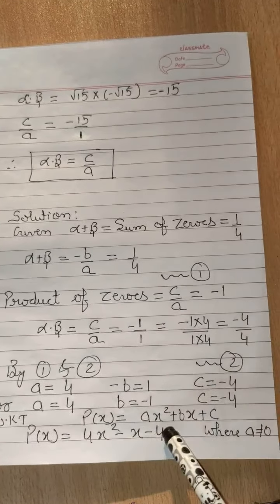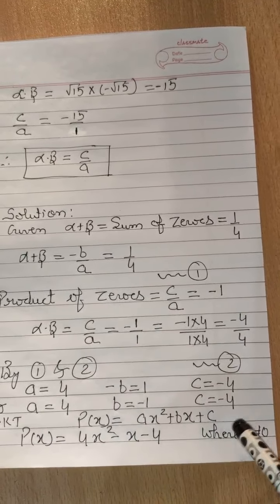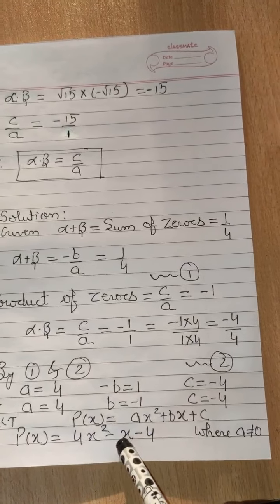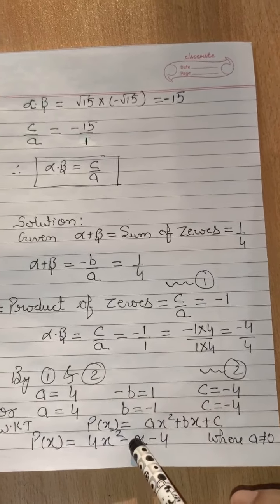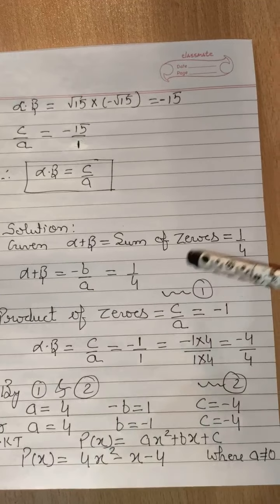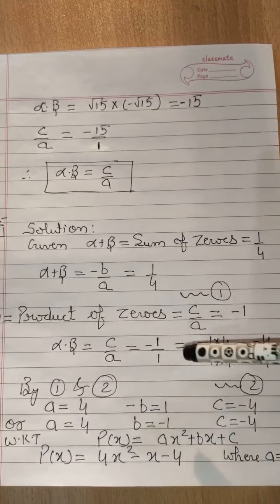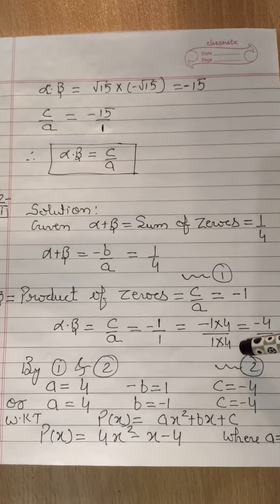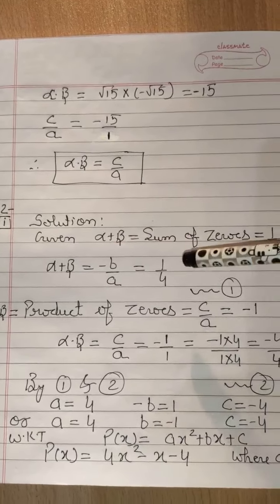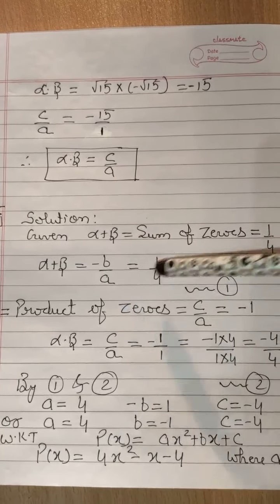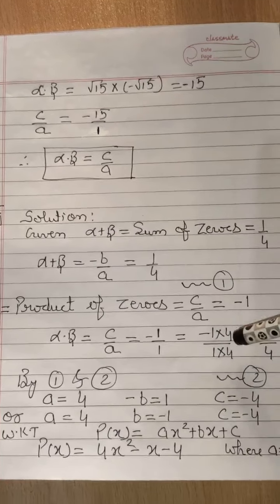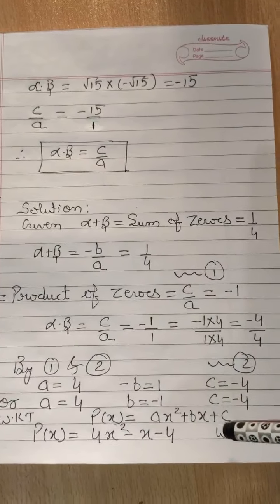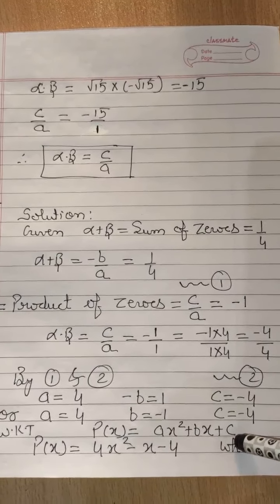We know that Px is equal to ax square plus bx plus c. Substitute the values of a, b, c. As we substitute, we get a polynomial whose sum of zeros is 1 by 4 and product of zeros is minus 1. So what is the algorithm to do this question? Write the formula, make the denominators the same in both ratios, compare and find the values of a, b, c, and then substitute these values in the general form of a quadratic polynomial.